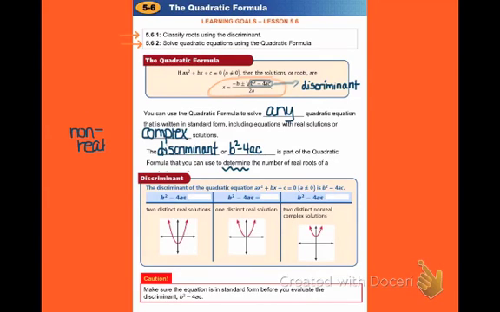If we calculate that, it'll tell us: are you going to get one real solution, which we know means it's a parabola that sits on the x-axis? Are we going to get 2, which means it crosses the x-axis twice? Or are we going to get no real solutions?